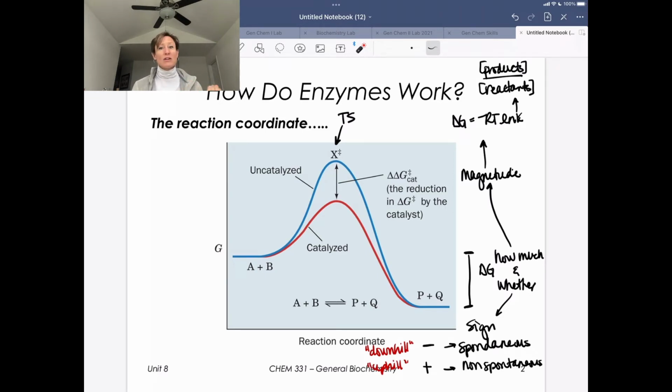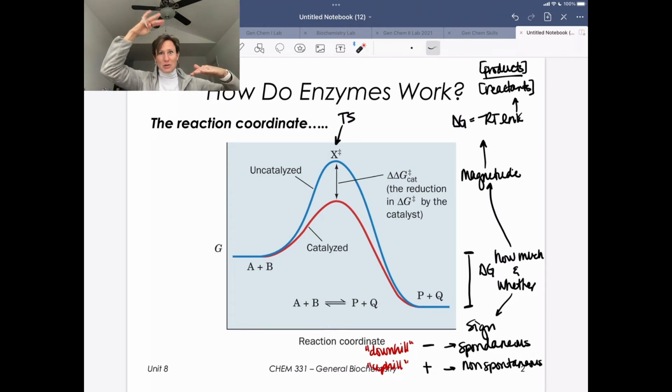And delta G double dagger is the difference between a reactant energy and the transition state that's just following it. Truthfully, any delta G double dagger is the energy of an isolatable intermediate or reactant or product and the transition state immediately adjacent to it.